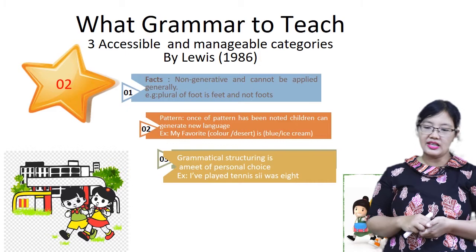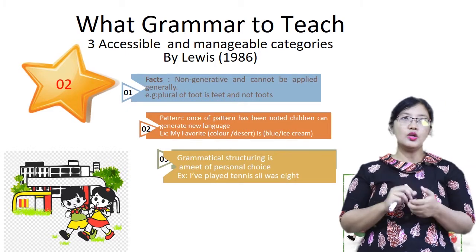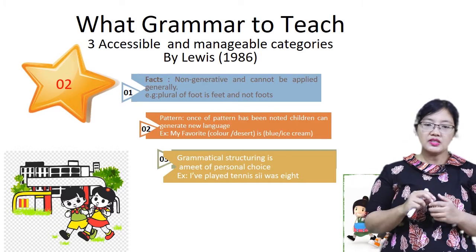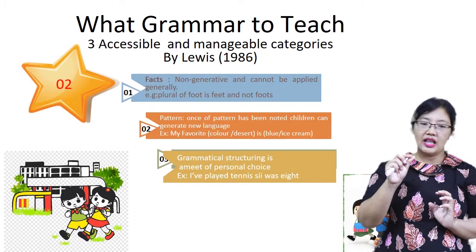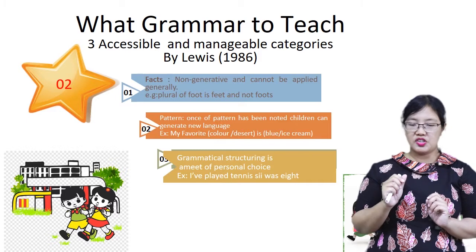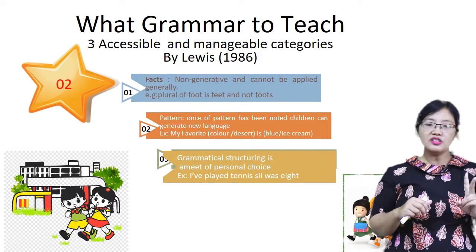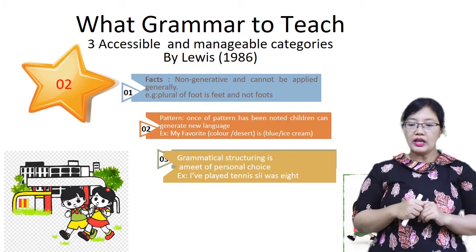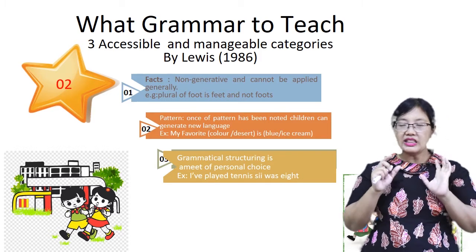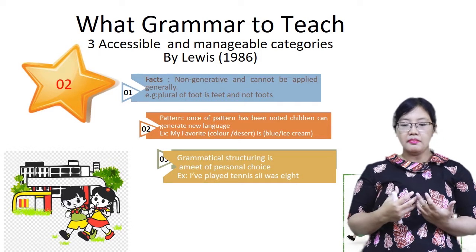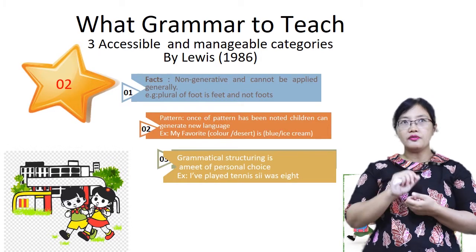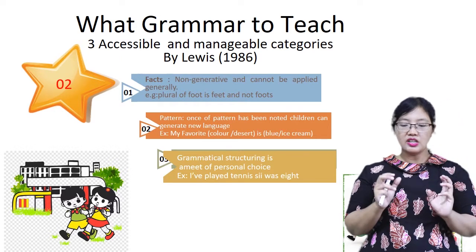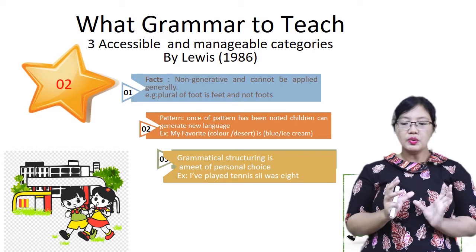For example, a simple example is the plural of food. It's food, it's feed, not foods. That is one, that is fact. And then the second is the pattern. The pattern is a category to deal with in the classroom, helping children look for the pattern. Once a pattern has been learned, the children can generate new language.